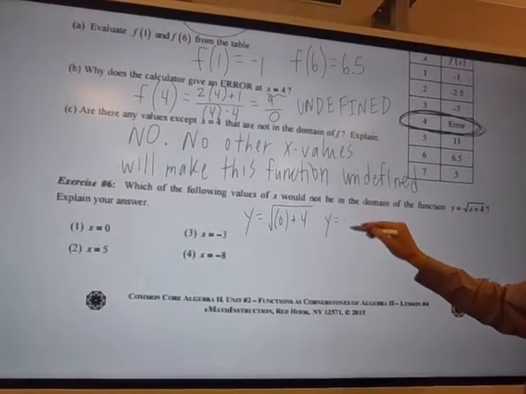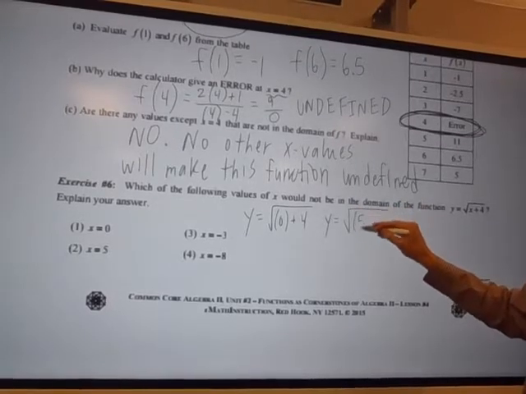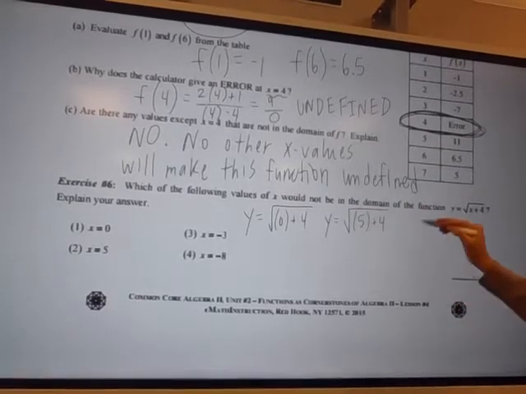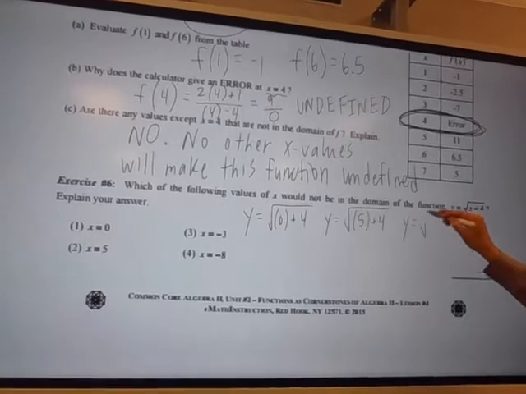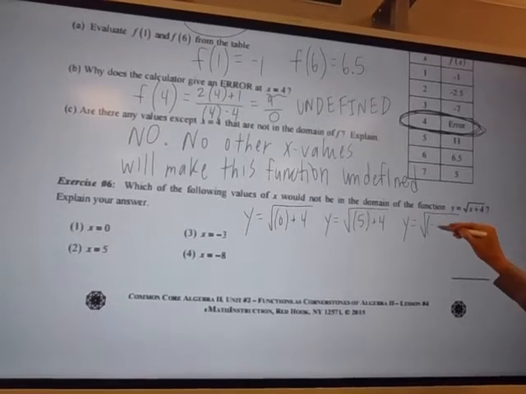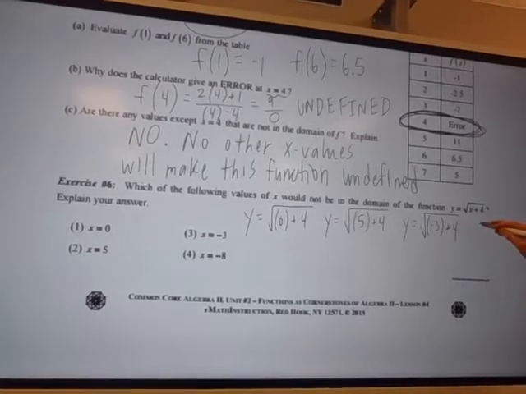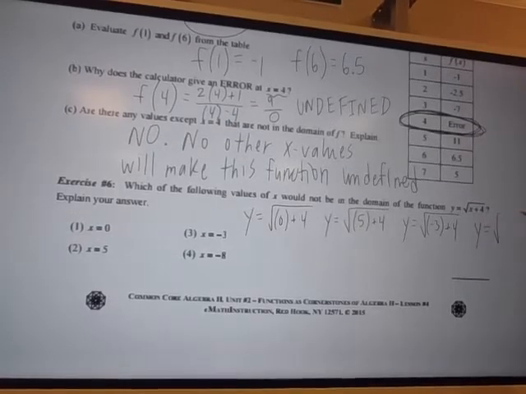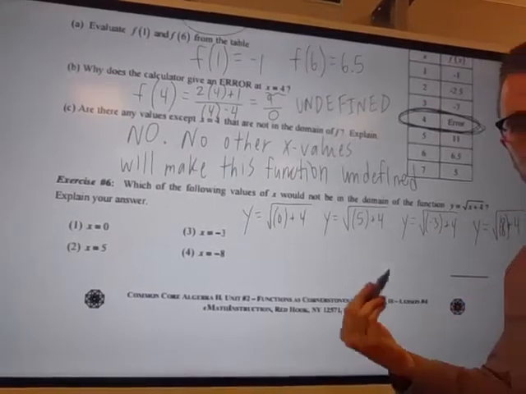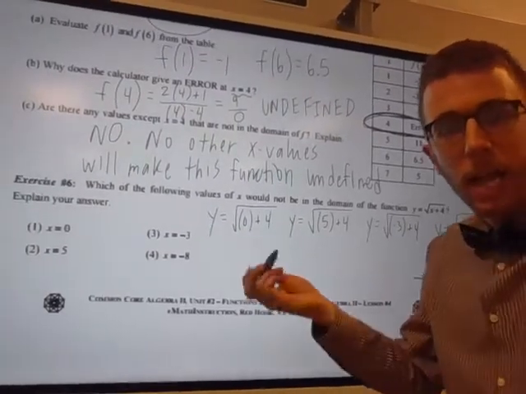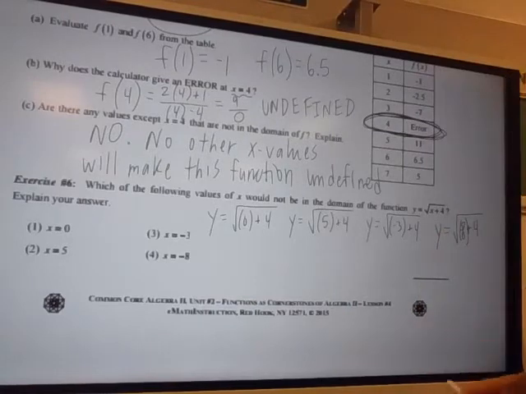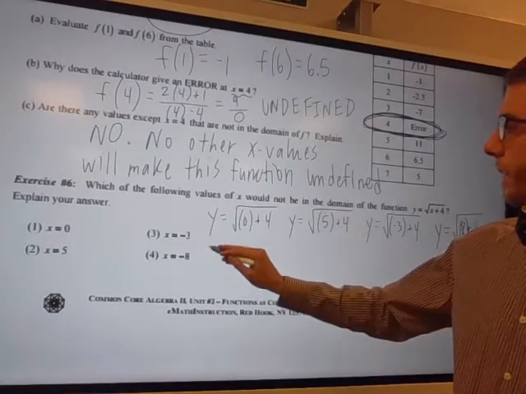And I have y equals the square root of 5 plus 4. Then I have y equals the square root of negative 3 plus 4. And I have y equals the square root of negative 8 plus 4. Whoops, negative 8. So even I just forgot my negative there. It happens. Okay, so let's see what happens when we clean these up.